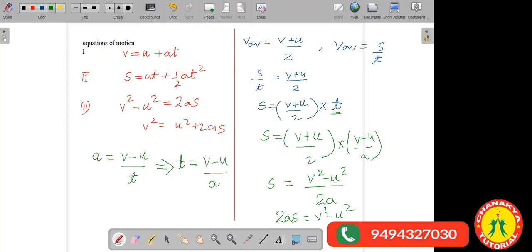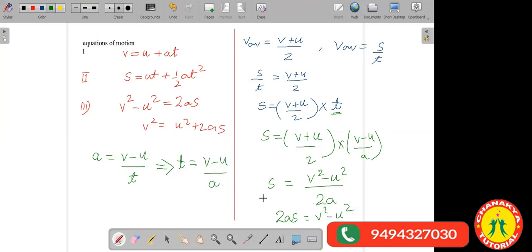And you can see in the third equation of motion, there is no variable as time. You do not have time anywhere. So to find out the displacement, you need not necessarily know time. Even if you don't know time, you can find out the displacement using initial velocity, final velocity, and acceleration.